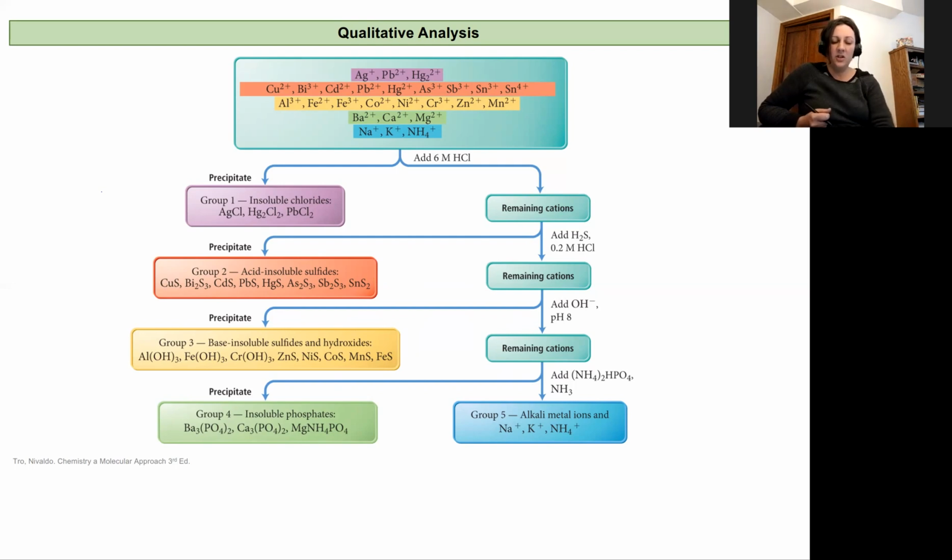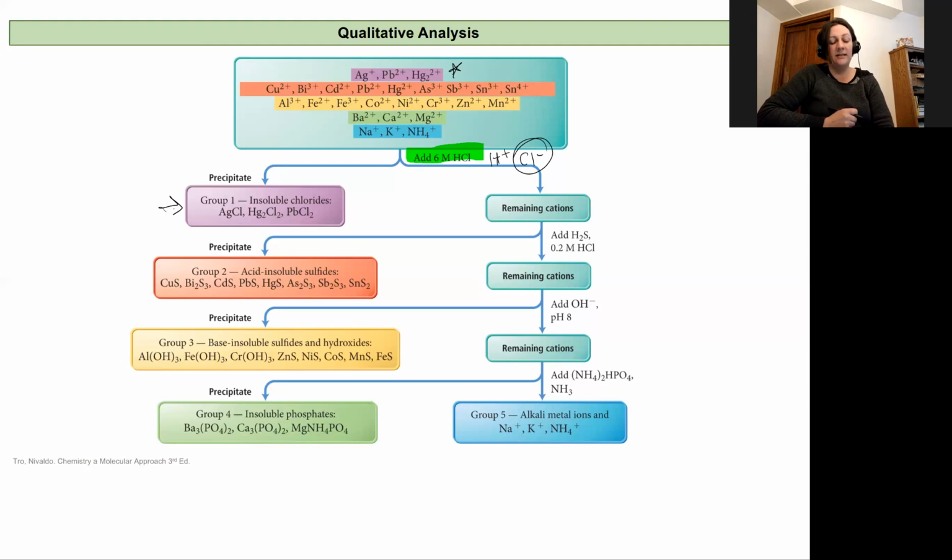And so what this is showing is that when we add to this giant pile of ions that are all mixed together, if we acidified the solution or added a chloride source from 6 molar hydrochloric acid, which will be protons and chloride ions around, that chloride ion is going to combine with our silver, our lead, and our mercury to form insoluble chlorides with these group 1 elements.